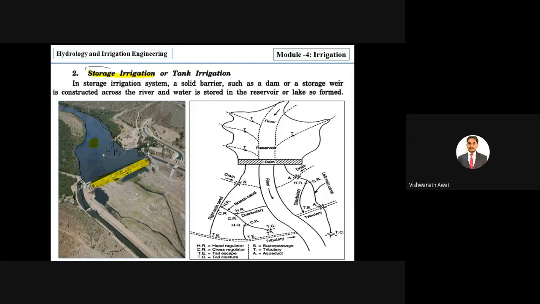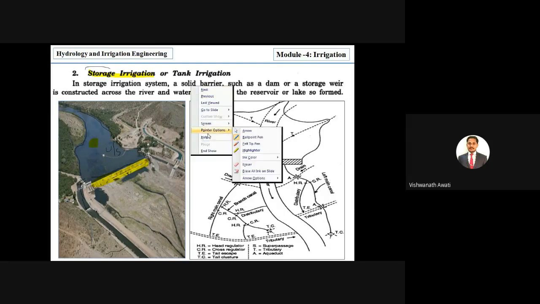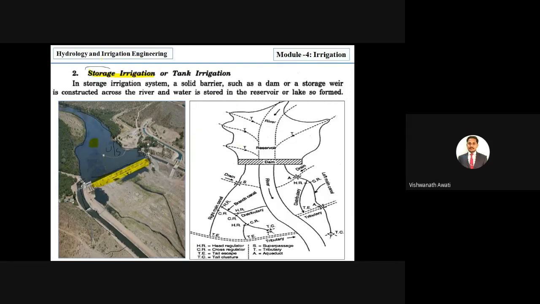And here a solid barrage or dam is constructed, right? In a storage irrigation system, a solid barrage such as a dam or storage weir is constructed across the river. The water is stored in a reservoir or lake so formed, right? Due to the water storage, you will get a reservoir of water or a lake kind of formation.